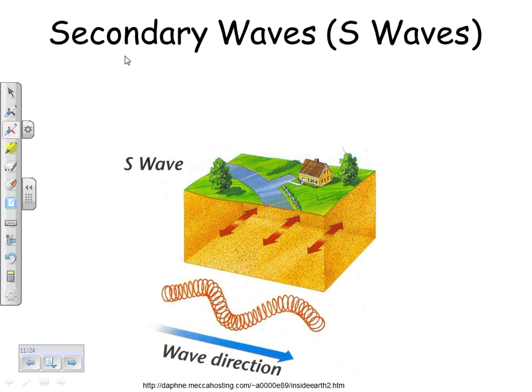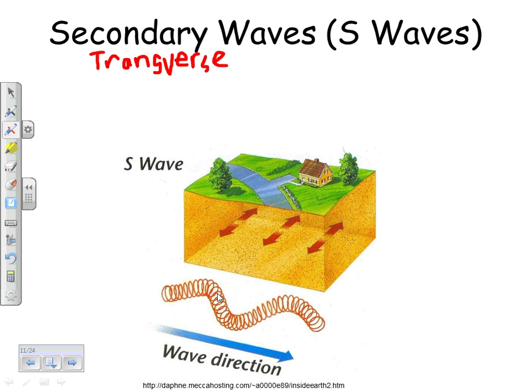Secondary waves, the next type of wave, are sometimes called transverse waves. If you can picture the waves of an ocean, they transverse across. So they're like the waves of the ocean. They go up and down. So they move in a side-to-side direction.